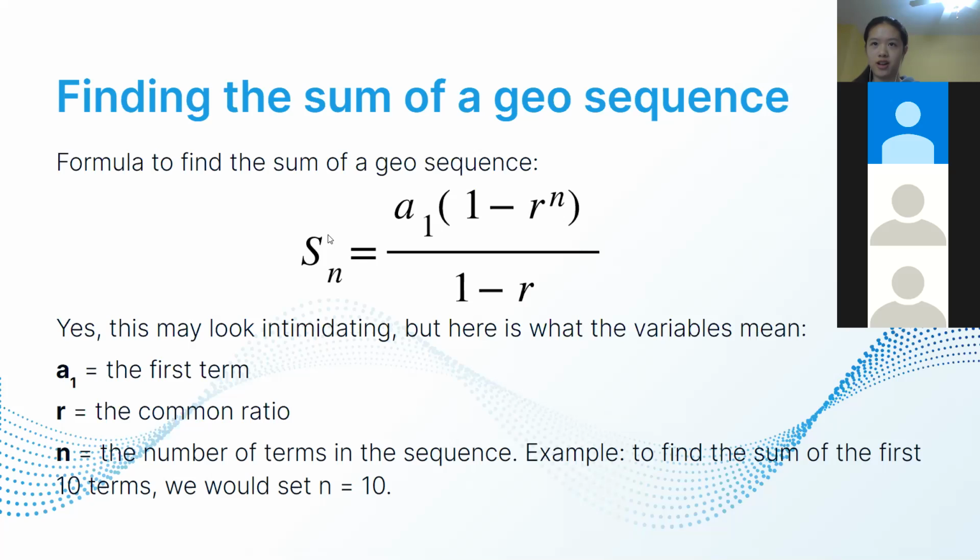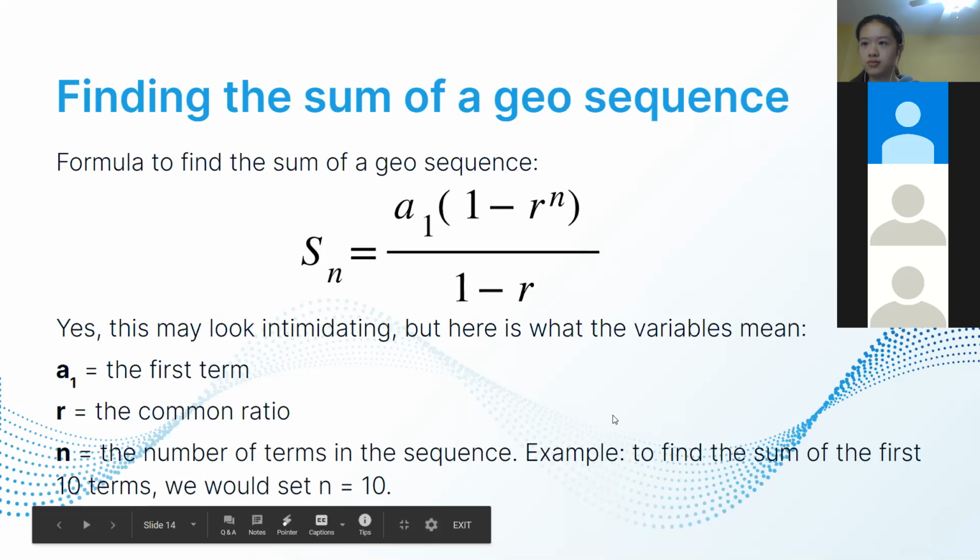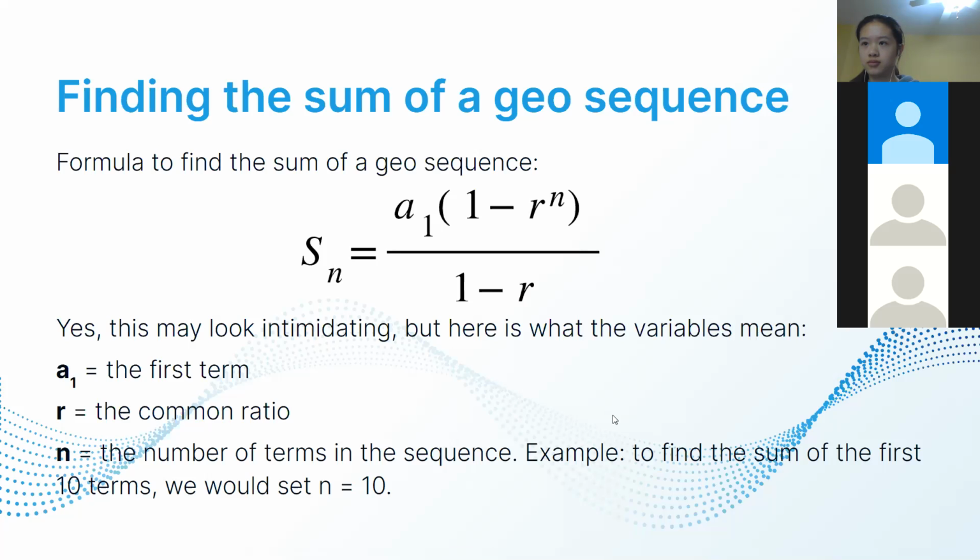Just to clarify, this little S sub N is S sub N. This is just the sum. It doesn't cancel out because R is raised to the power of N, so it can't cancel out. They're not the same thing. You see that?